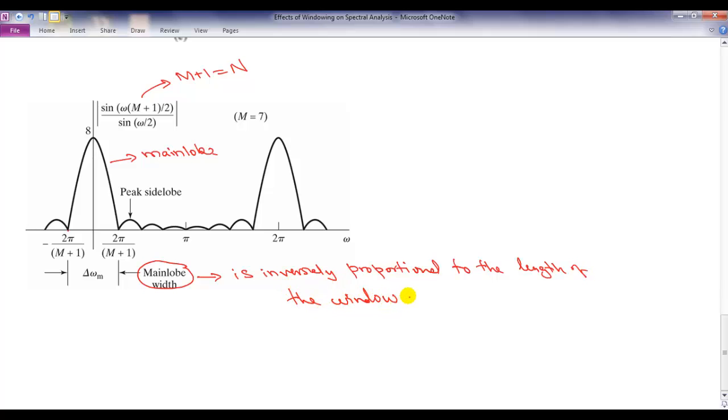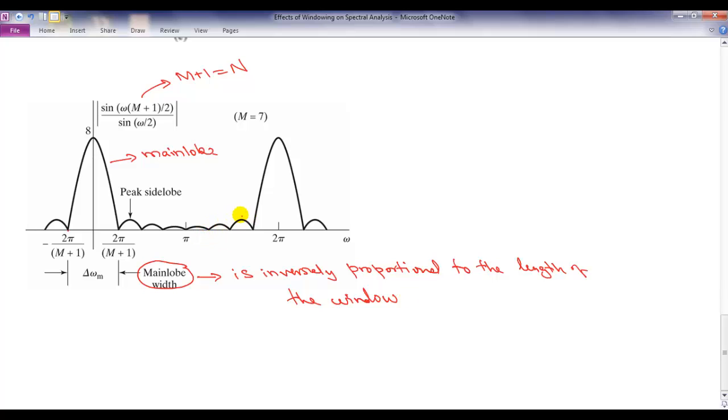So the bigger the window you have, which means what? That you have to process more samples. The bigger the window you have, the more samples you process, but the advantage of that is that the main lobe width shrinks. And if the main lobe width shrinks, then that means you can distinguish between closer frequencies. If your main lobe width is large, which corresponds to smaller window, you can't distinguish between closer frequencies.